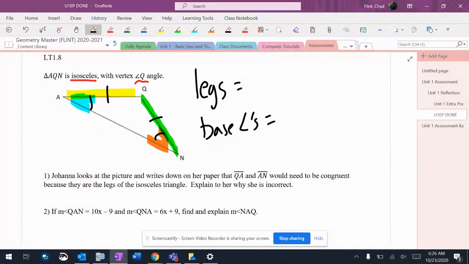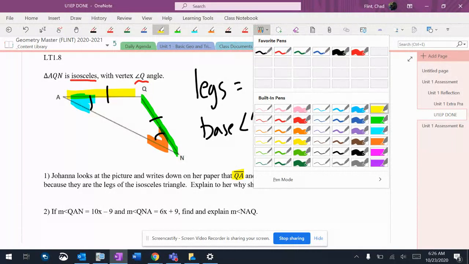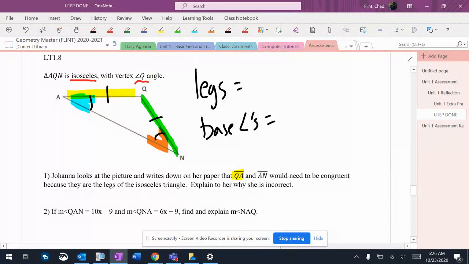So Johanna looks at the picture and writes down on her paper that QA is equal to AN. Let's make sure I know what those are. So QA is yellow. AN doesn't have a color yet. So let's make it kind of pink. She put down that they need to be congruent because they're legs of an isosceles triangle. Explain to her why she's incorrect.